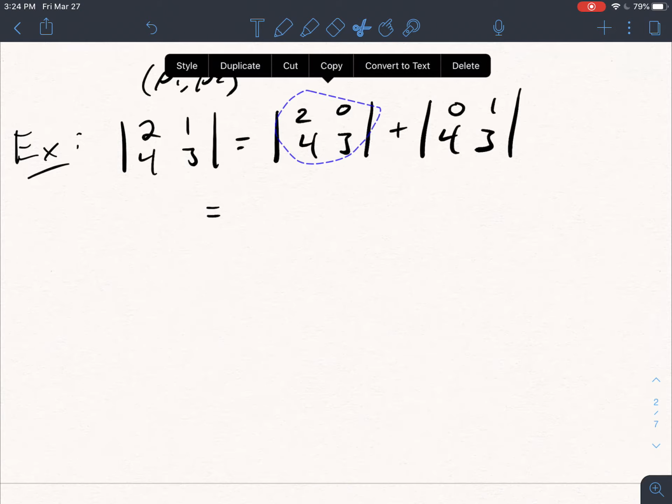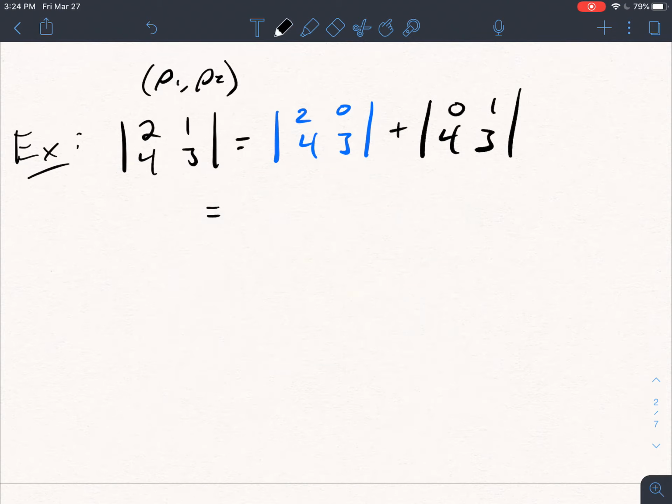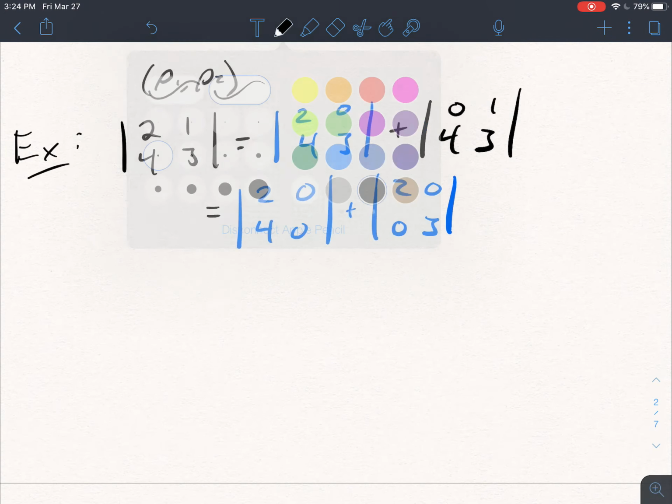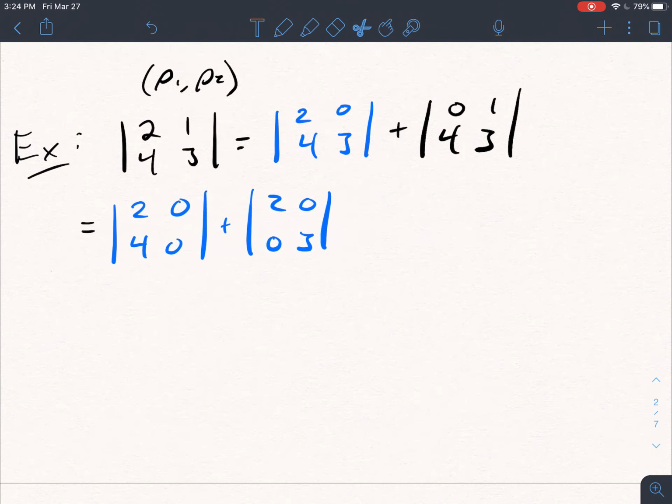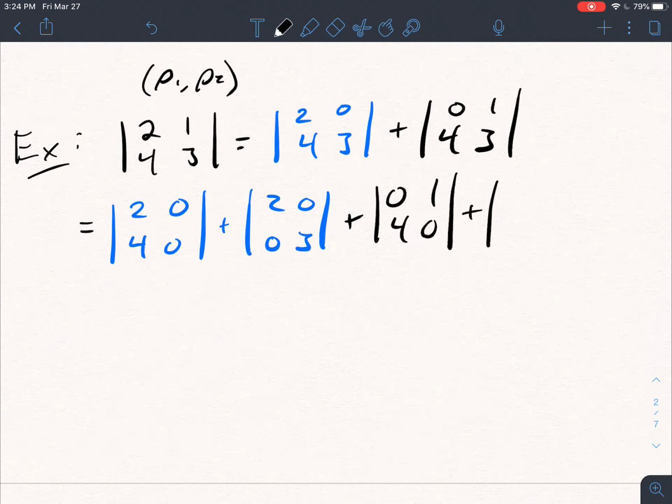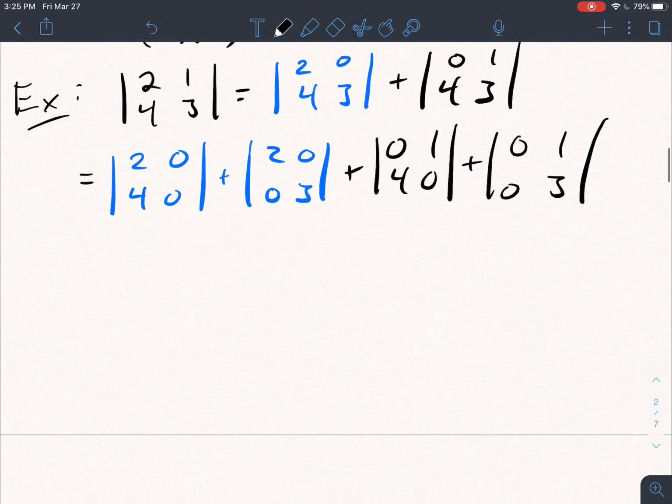And then for our second step, let me make these different colors. For our second step, we'll split the blue matrix into 2 smaller matrices by splitting the second row into the rows 4, 0 and 0, 3. And then we'll keep the other row the same. And then for the black matrix, we will do the same thing. We'll split it up into 2 rows and keep the first row the same. And so this is what we get. All right, cool. So this is about as simple as you can break this up.